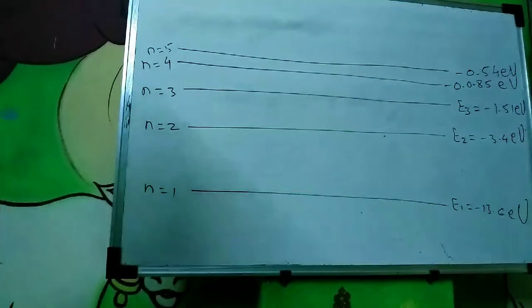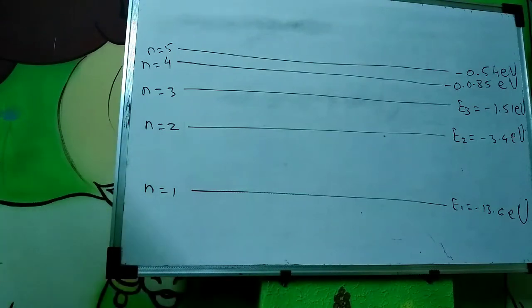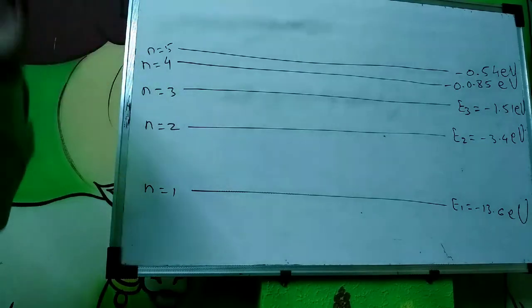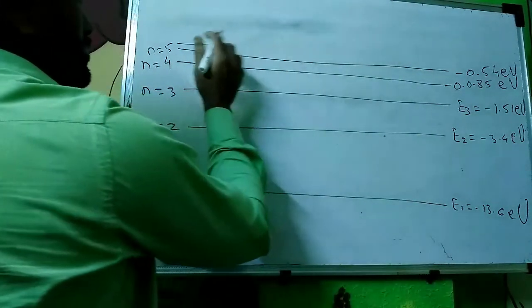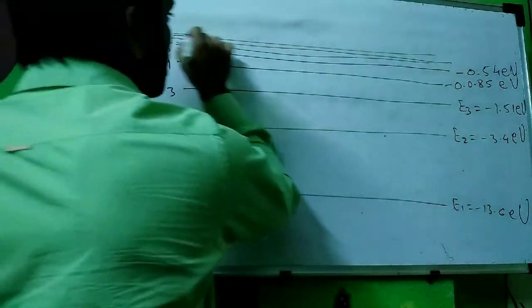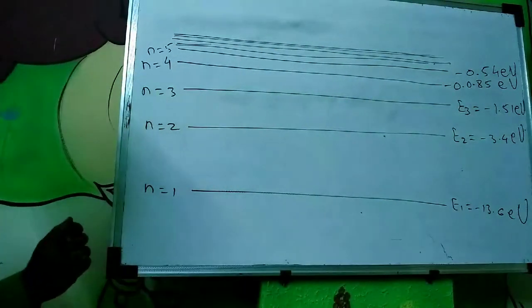So these are the orbits which are equally spaced actually, but they seem to be close to each other. After this there are a number of orbits present, so we can derive the values of the energy of the orbits after these also.